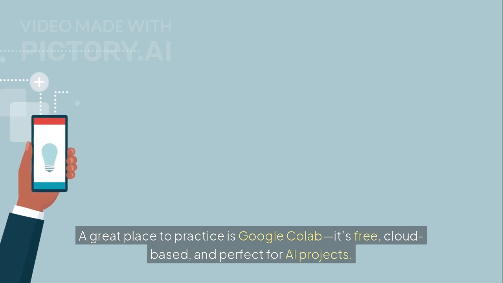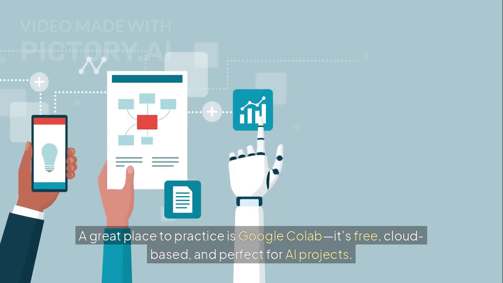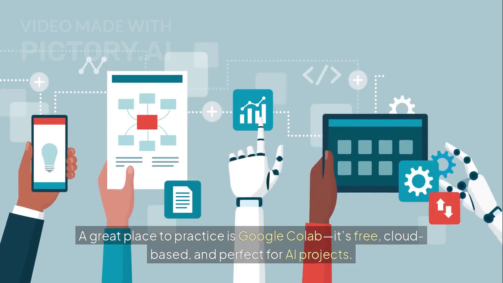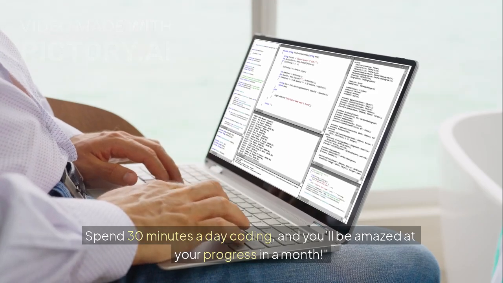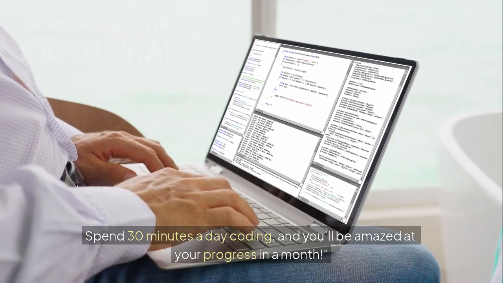A great place to practice is Google Colab. It's free, cloud-based, and perfect for AI projects. Spend 30 minutes a day coding, and you'll be amazed at your progress in a month.